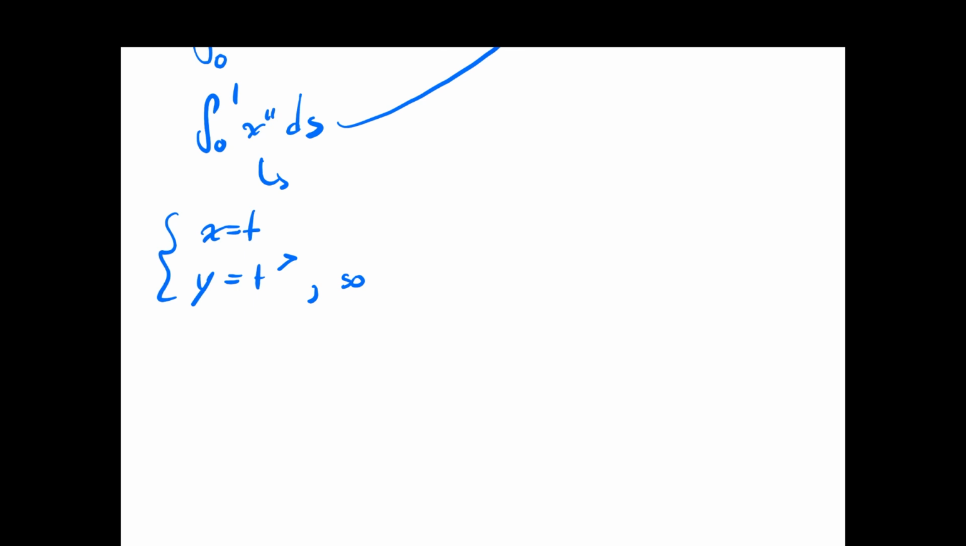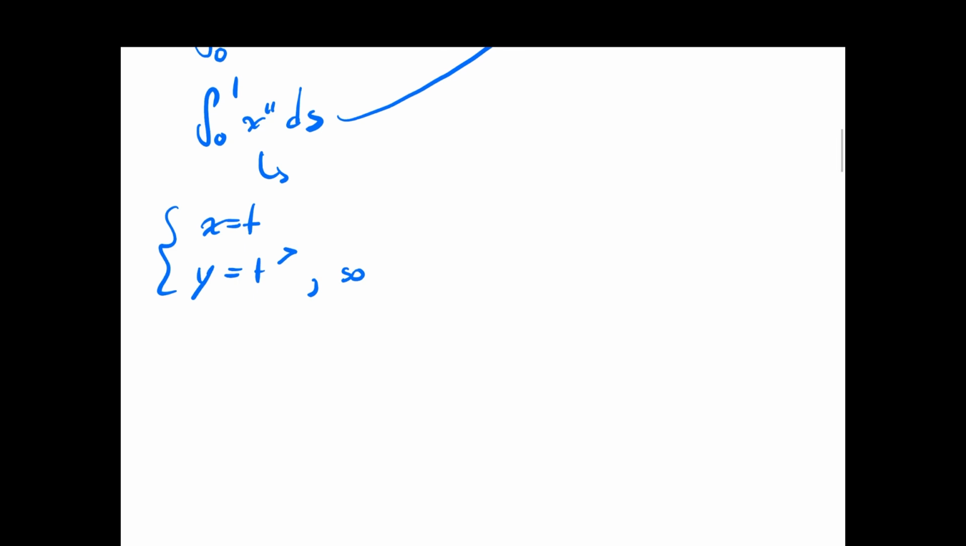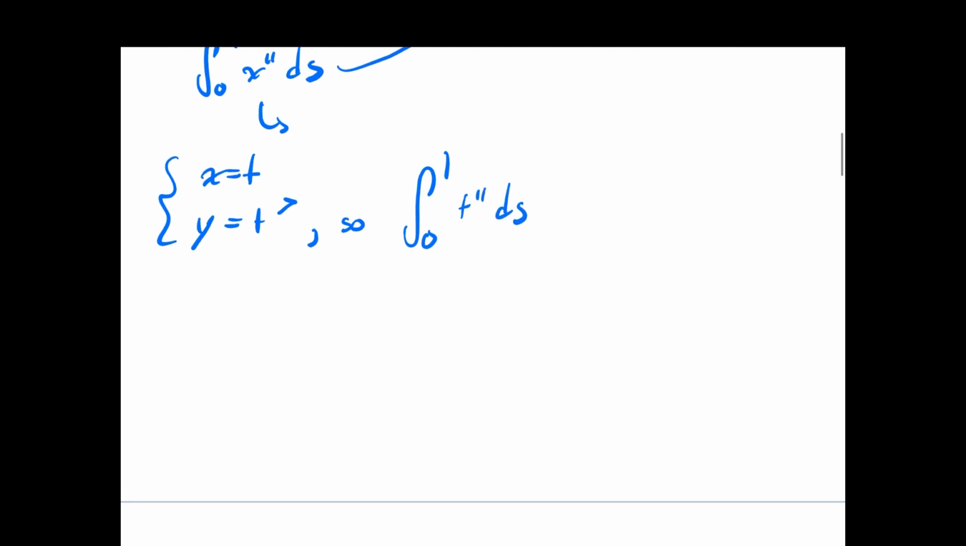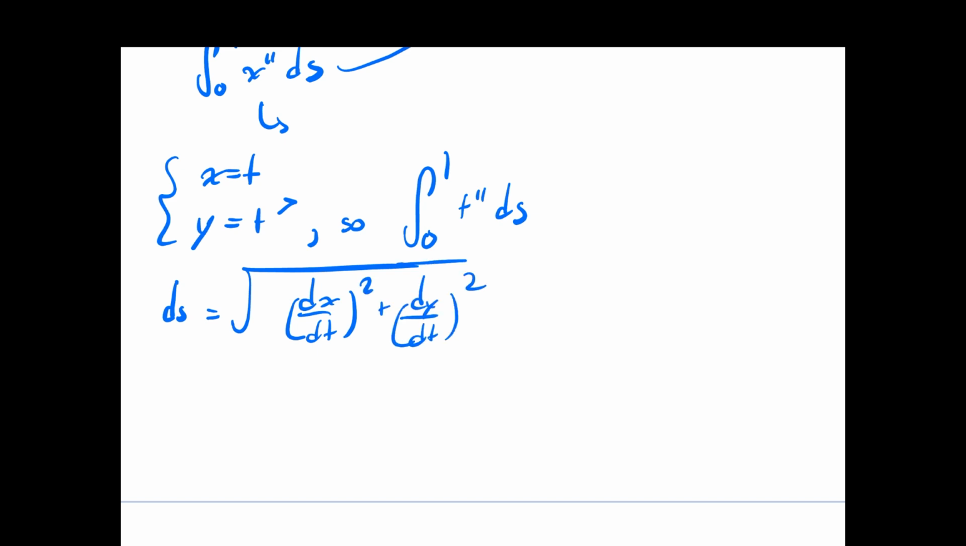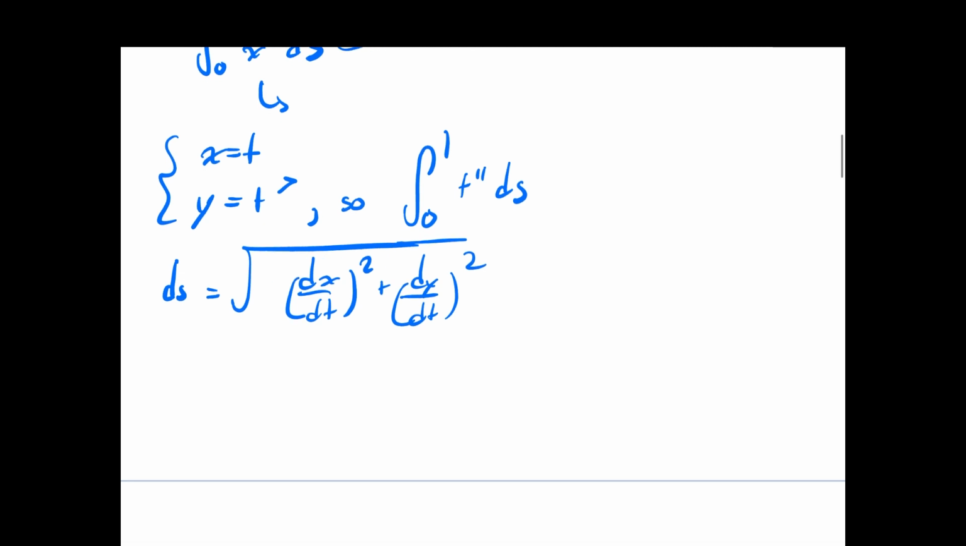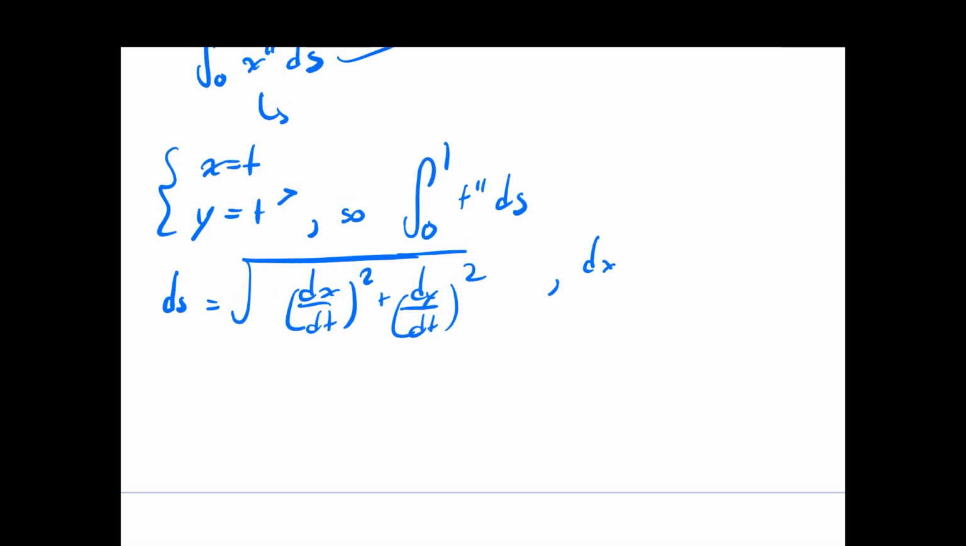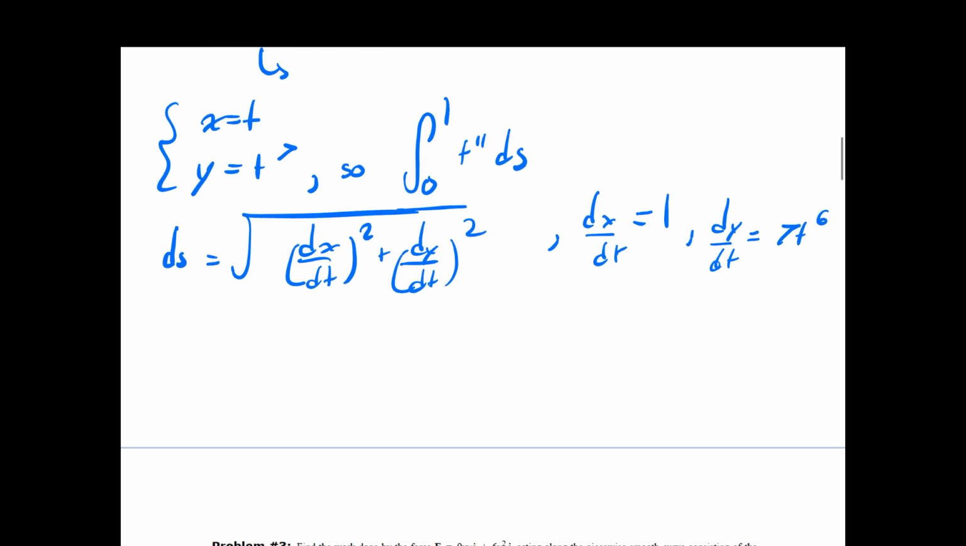So now the integral from 0 to 1 doesn't become x to the power 11, it becomes t to the power 11, which is now workable. So ds is equal to the square root of dx dt squared plus dy dt squared. This is very familiar. If we evaluate dx by dt, we get 1, and dy by dt, we get 7t to the 6.